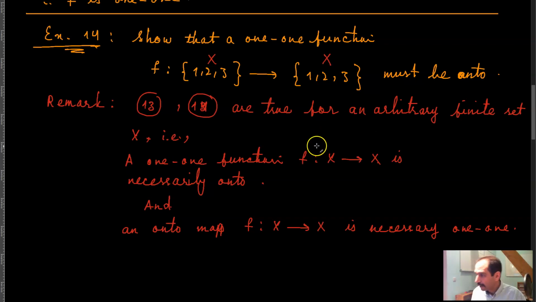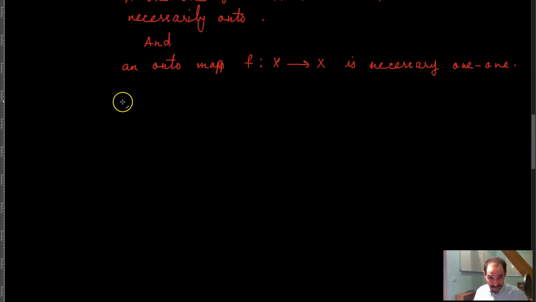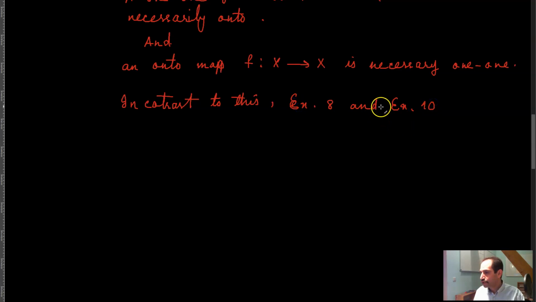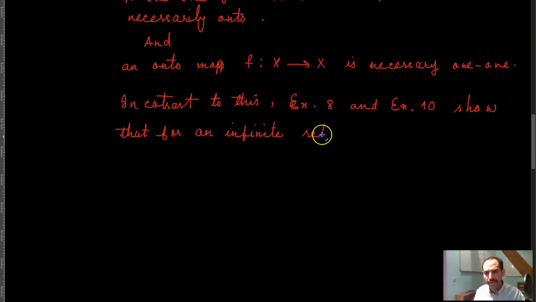Okay. Now, in contrast to this, example number 8 and example number 10 show that for an infinite set, this may not be true. Meaning that it could be true, but it may not be true.